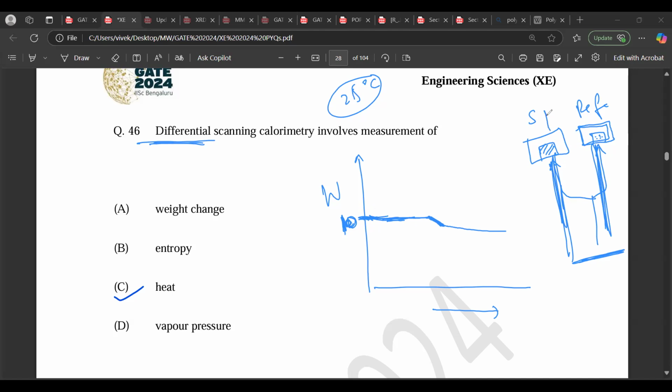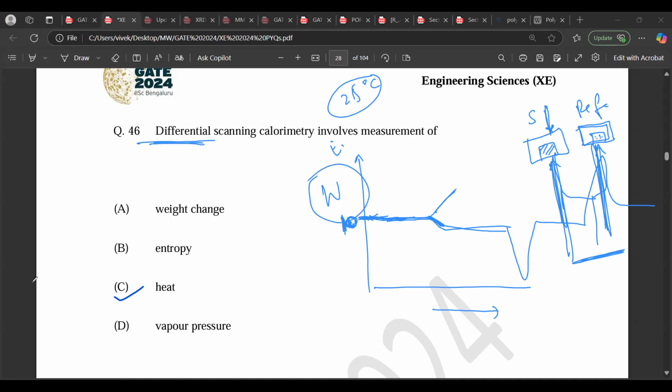The moment you get a certain transformation or transition in your material, suddenly there will be a change in heat flow. So if it is a continuously constant 10, it will become lower or higher depending on which part is your exo and which part is your endo, meaning which part is showing heat absorption and which part is showing heat removal from the sample. So you get a transition and then you get particular peaks.